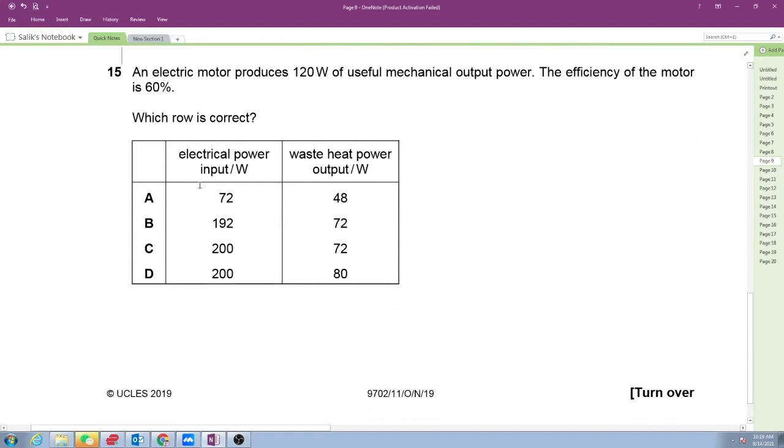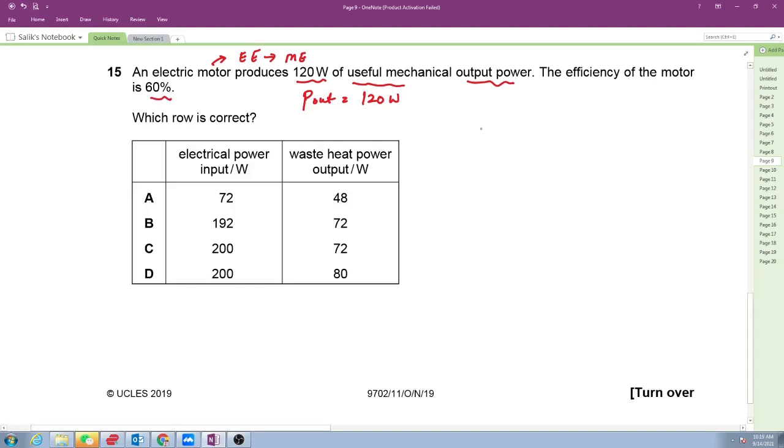Question number 15 is about an electric motor. Whenever the motor comes, the motor converts electrical energy to mechanical energy, and a generator converts mechanical to electrical. 120 watt power is given to us as the useful mechanical output power. So this is our power output, 120 watt. The efficiency of the motor is given to us, that is 60%. Which row is correct?